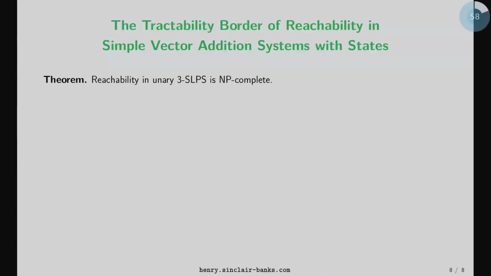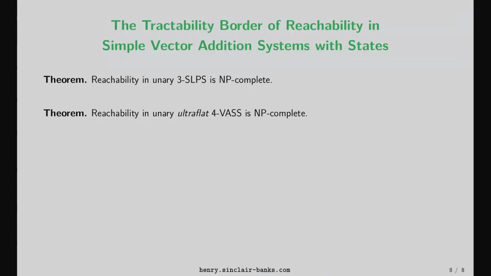So I just gave you a rough idea of how reachability in unary, three-dimensional, simple linear path schemes is NP hard and is therefore NP complete. And this closes a nice line of research on the reachability problem in flat VASS. We can then go a bit further.